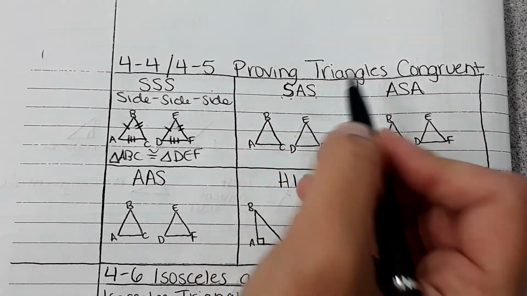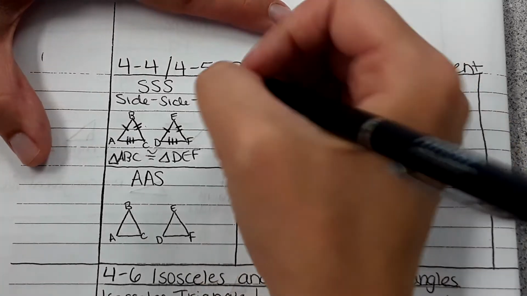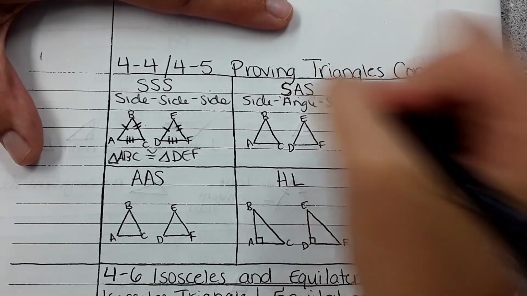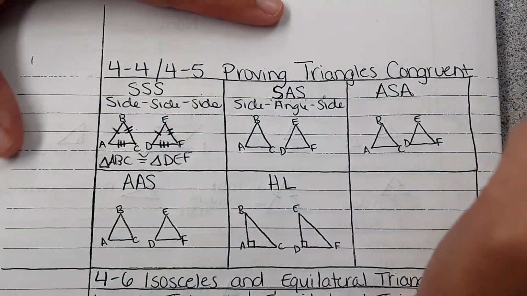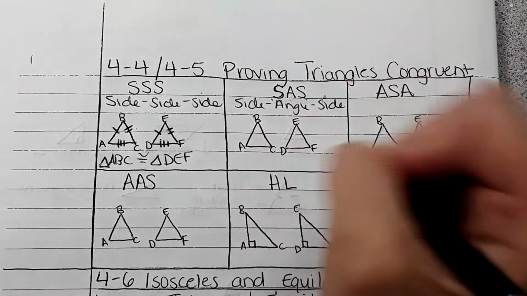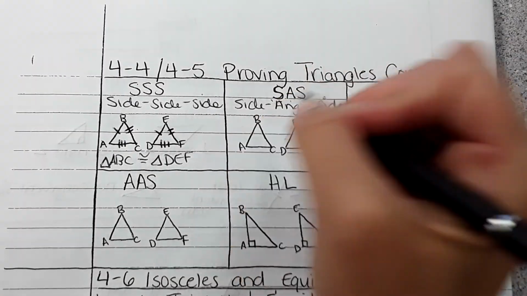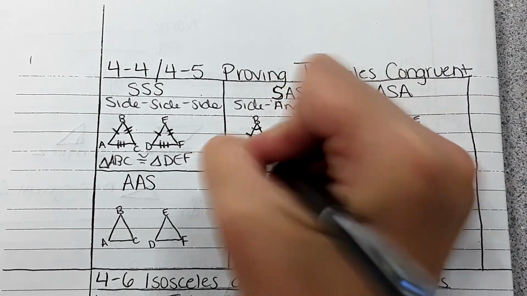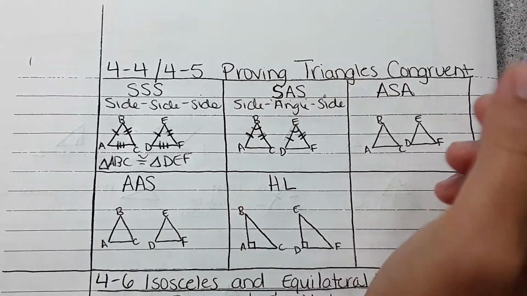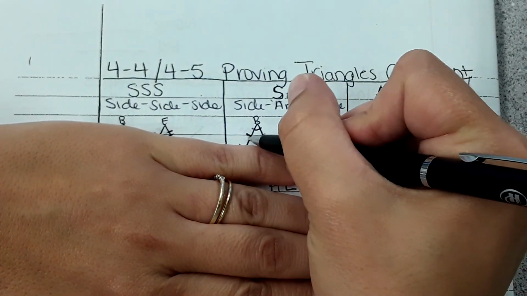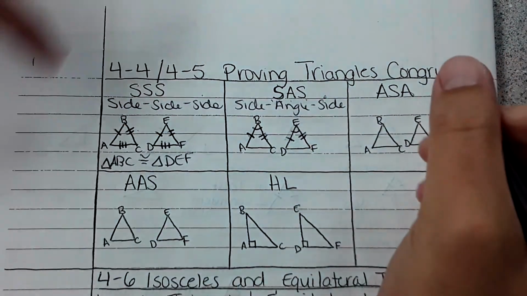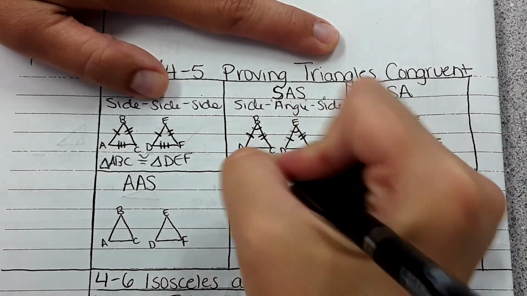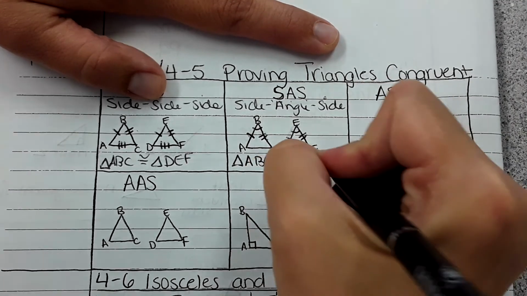Then we have SAS. What does the A stand for? It stands for angle. So SAS is side, angle, side. The angle is between the sides, and it does have to be exactly in between those sides. So it would look like this: side, angle, side. Notice how they're right next to each other. It has to be consecutive. And if you have side, angle, side congruence, then you can say that triangle ABC is congruent to triangle DEF.